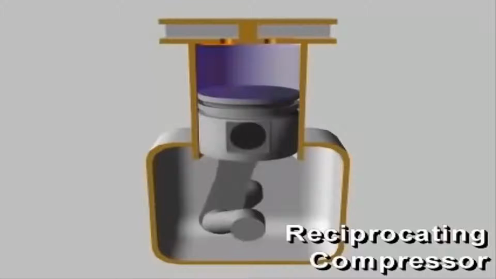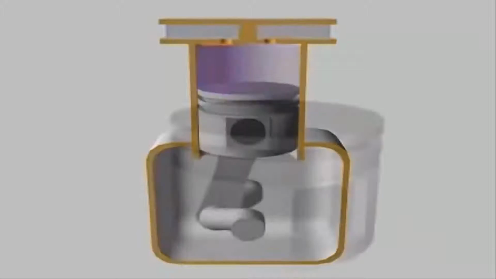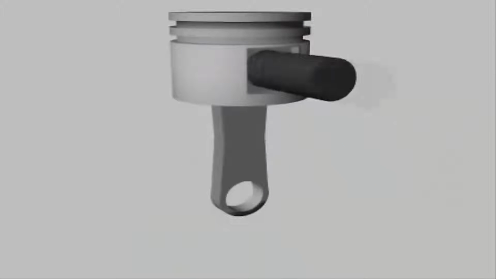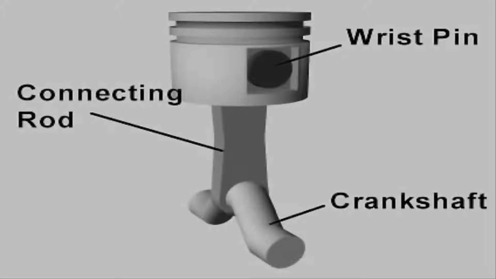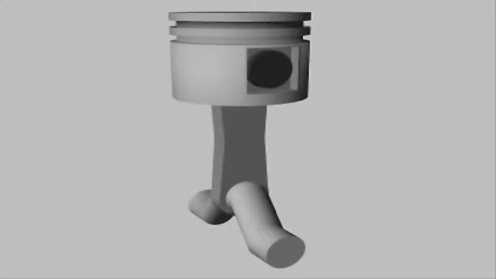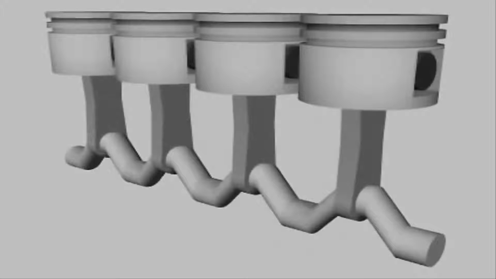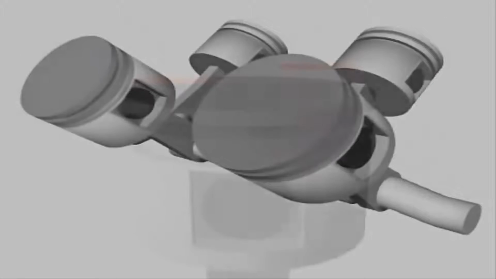A reciprocating compressor compresses refrigerant vapor in a cylinder using a piston. In a way, reciprocating compressors are like automobile engines. The pistons are directly driven through a wrist pin and connecting rod from a crankshaft. Depending on their size, reciprocating compressors may have one or more cylinders. Multiple cylinders may be arranged in line, opposed, or in a V.